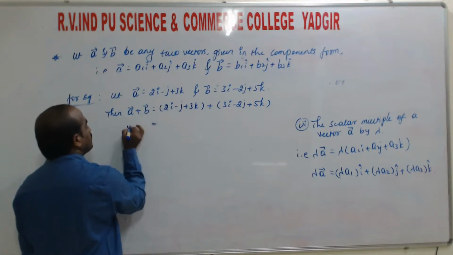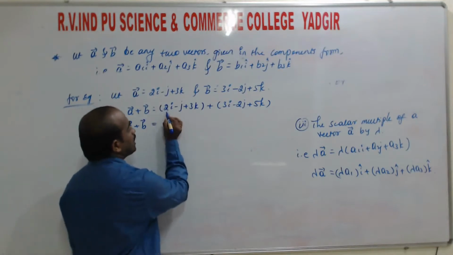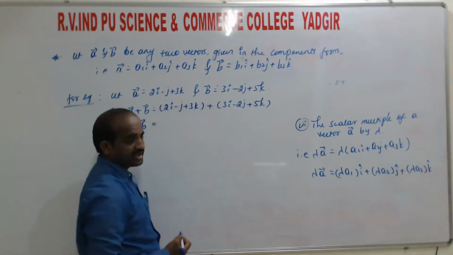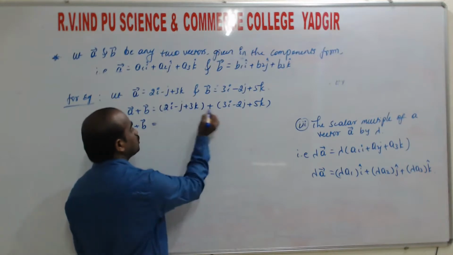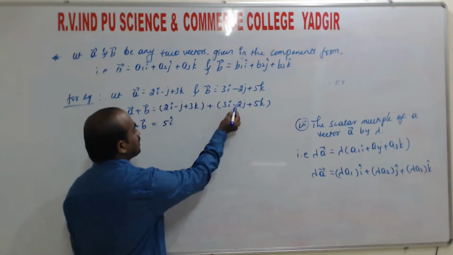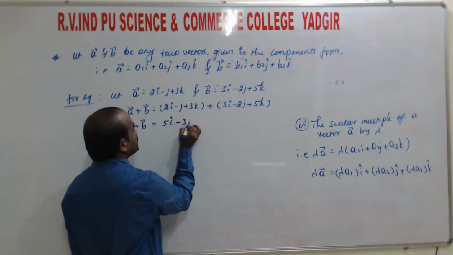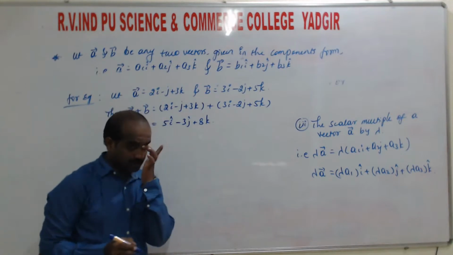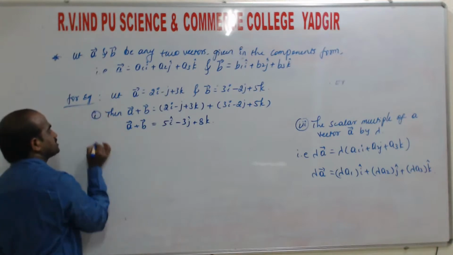Now a vector plus b vector is equal to, separating i, j, k, adding i with i, j with j and k with k: 2i plus 3i, i is common, 2 plus 3 is 5i. Next, minus j minus 2j is minus 3j. Plus 3 plus 5, 8k. Okay, this is the first.